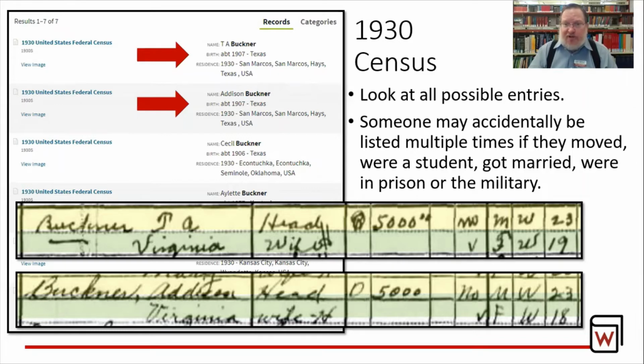What other situations could there be? It could be a student away from home, someone that was single and then got married in the time frame of the census when it was being taken, someone in prison, someone in the military. So there are different reasons for multiple records, and you should look for those.